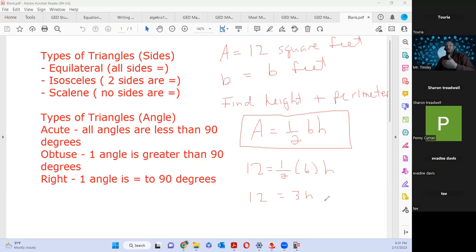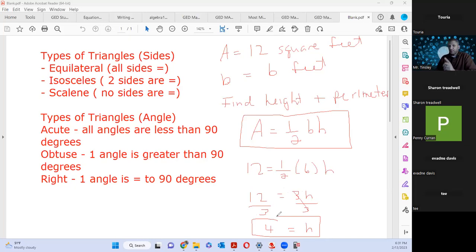Now, in order to solve for H, to get H by itself, what do we need to do? Divide by 3. The 3's cancel, so we now know the height. It's 4. So we know the height is 4.